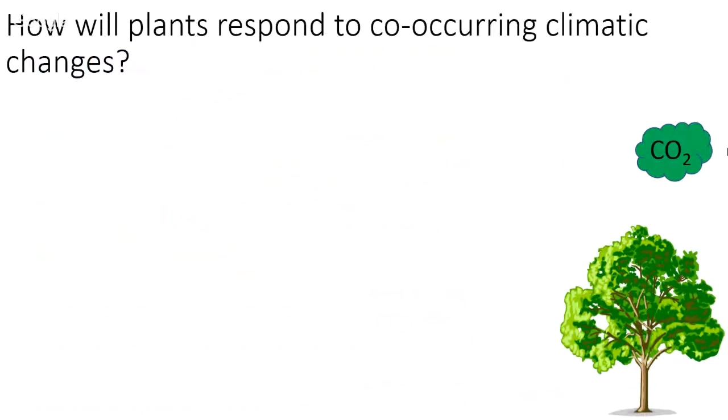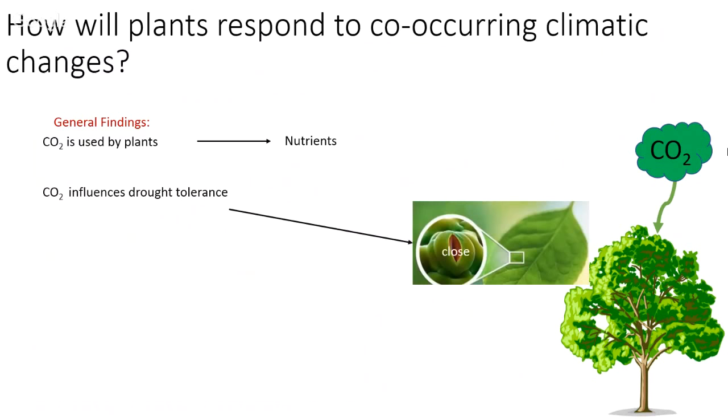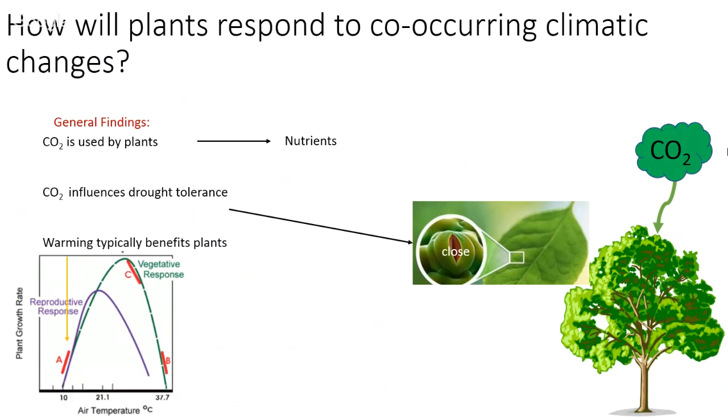So how are these plants going to respond to these climatic changes that are co-occurring? Well, we have a lot of knowledge on single variable responses. So we know what happens in the presence of CO2 and in the presence of just temperature. General findings conclude that plants use CO2, they take it in from the atmosphere in order to provide themselves with nutrients. CO2 also can influence how open the stomata are, or how the stomatal conductance is occurring. So that can influence drought tolerance. And we might see that warming can typically benefit plants, as seen here in this example.